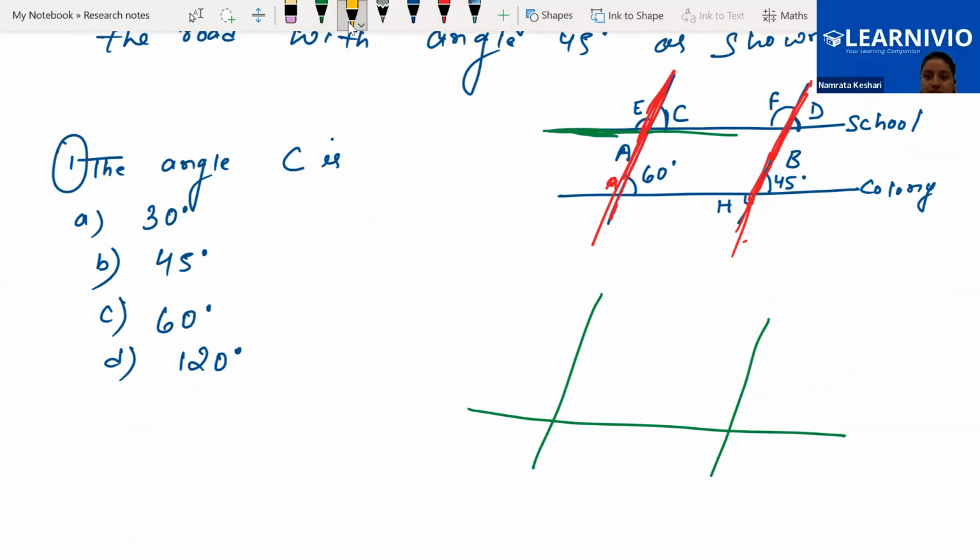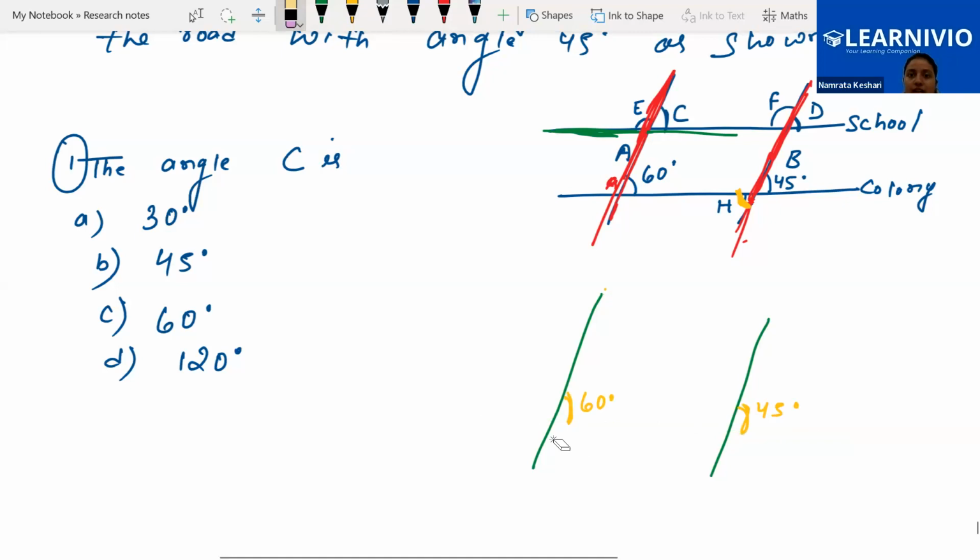This is given as H. This is given as H. And if these two green lines, which I have drawn downside, are parallel, here it is given that 60 degree and here it is given that 45 degree. Is that possible? No, ma'am. It is not possible. So maybe we misunderstood something. Are you getting it? If we focus on the corresponding angle, this is not possible.